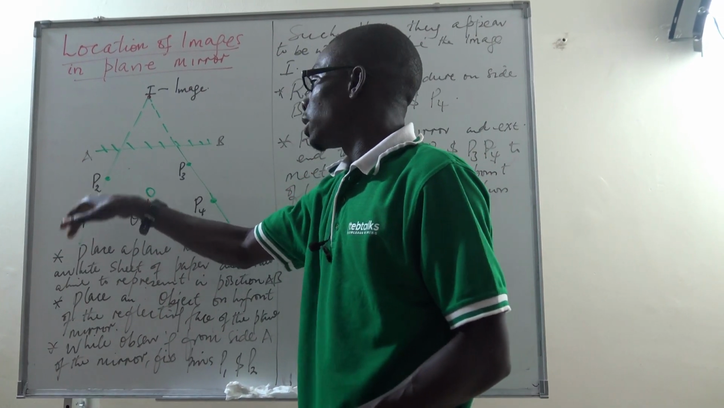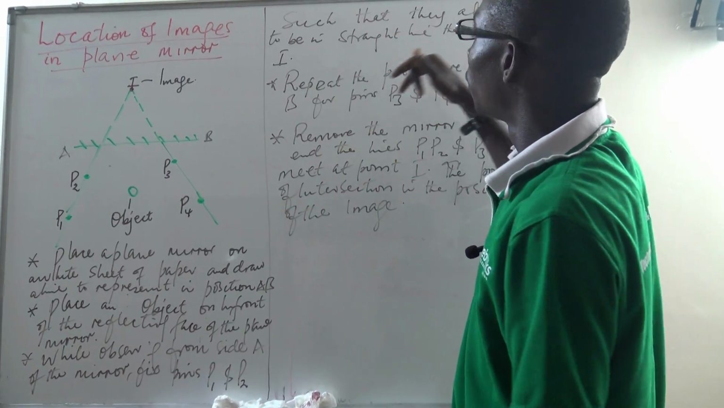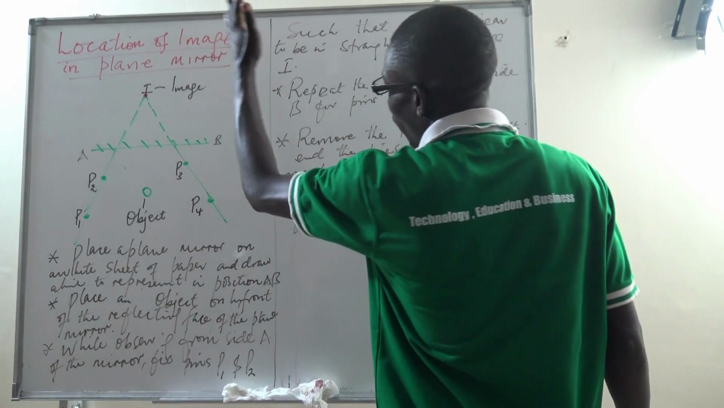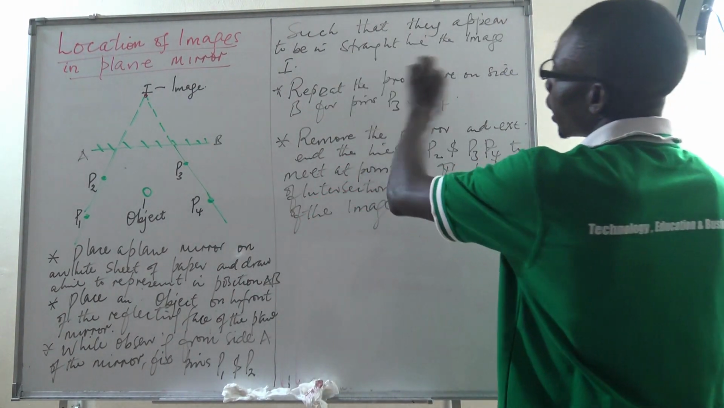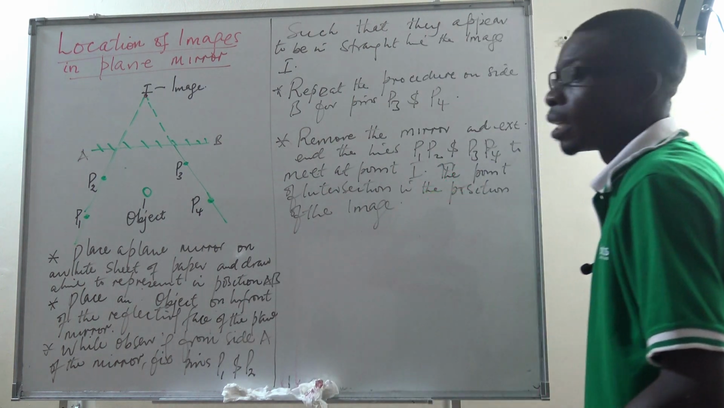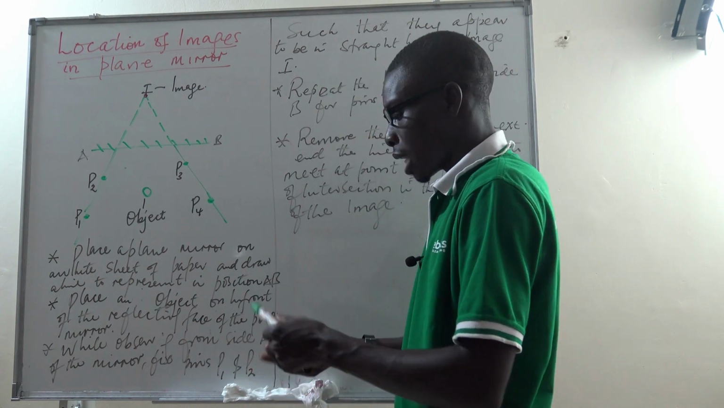We put these pins P1 and P2 such that they appear to be in a straight line with the image I. Is that okay? Now after doing that, you come to this other side of B. We're saying repeat the procedure on side B for pins P3 and P4. So that means that you now make observation from this other side.